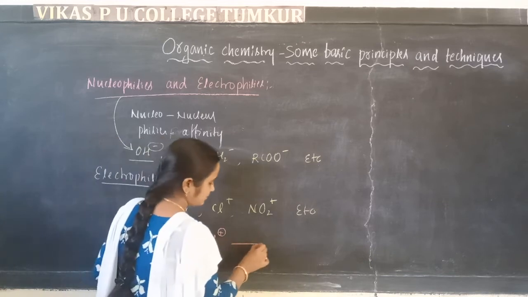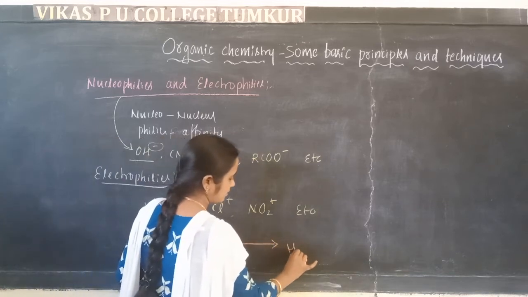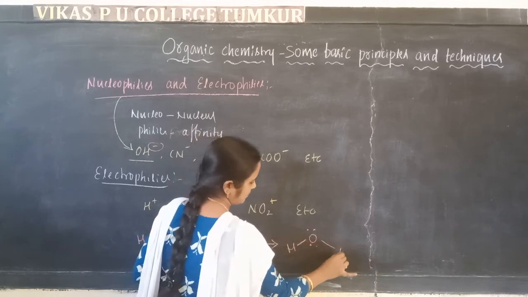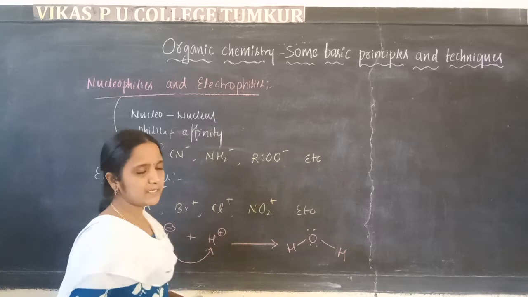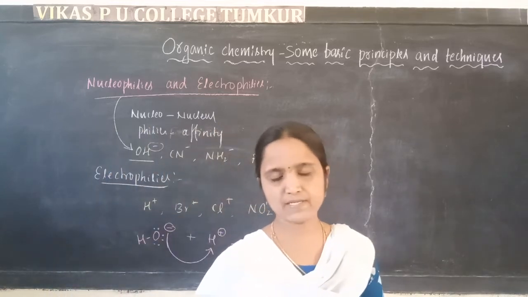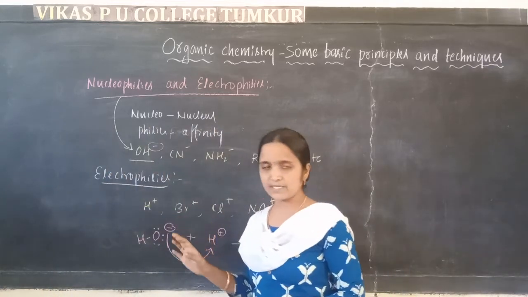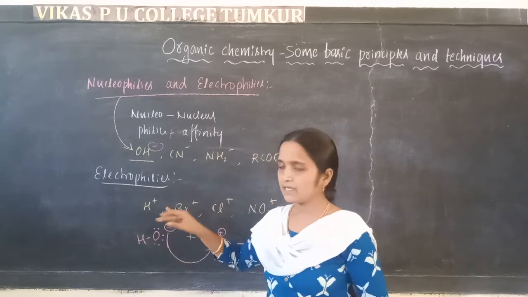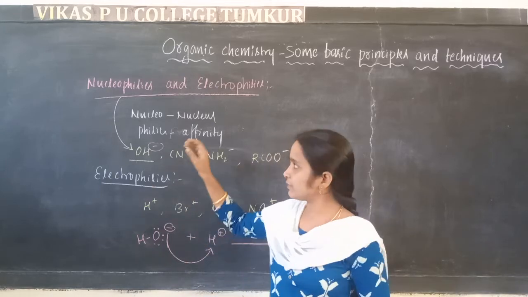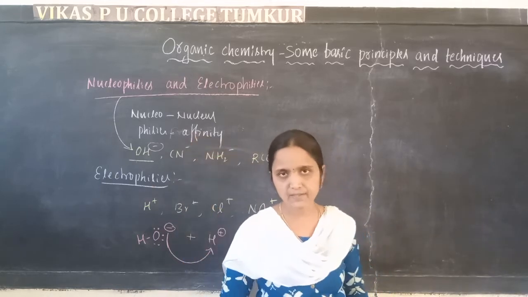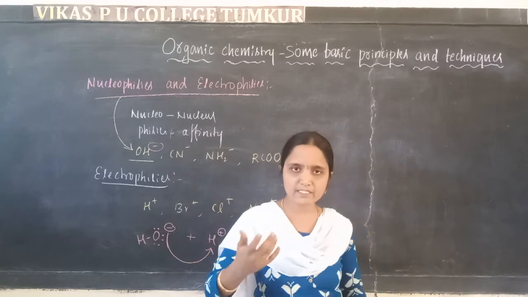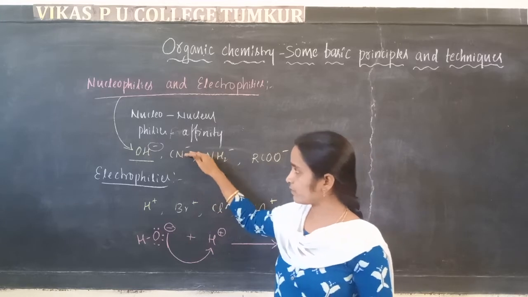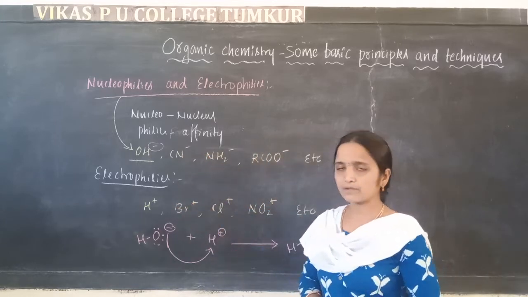Here we get a water molecule. This is about nucleophiles and electrophiles. To remember: nucleophiles are electron rich, electrophiles are electron deficient. Nucleophiles can donate a pair of electrons, and electrophiles can accept a pair of electrons. These are examples of nucleophiles and these are examples of electrophiles.